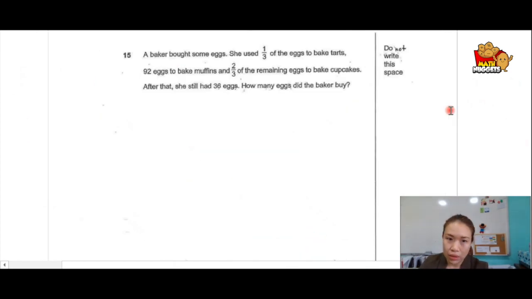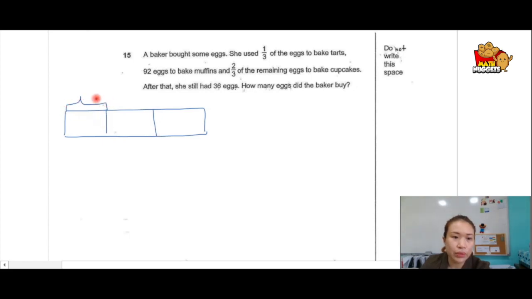Question 15. I'm going to draw a model to illustrate. So a baker bakes some eggs. She used 1/3 of the eggs to bake tarts. So this part she already used for tarts. And she also used 92 eggs to bake muffins. Now, we don't know how big 92 is, so I'm just going to show it like that. This is 92, and this was used to bake the muffins.